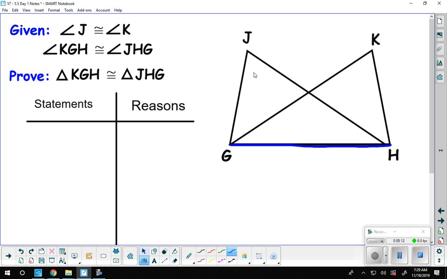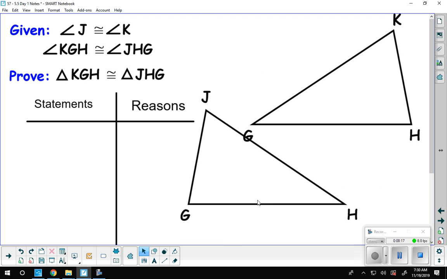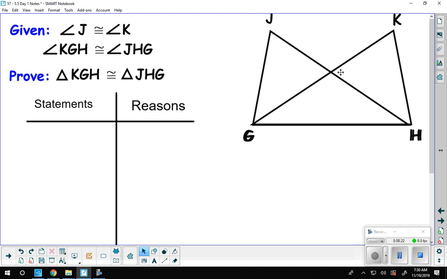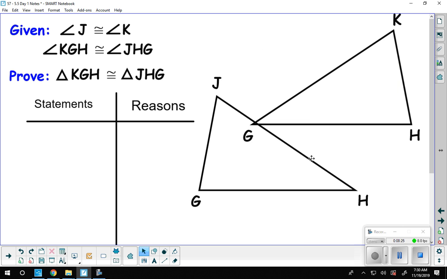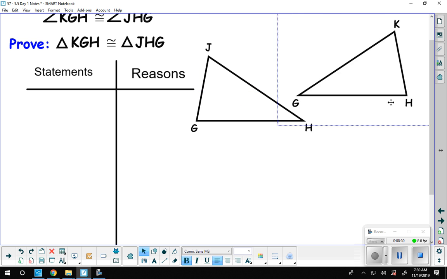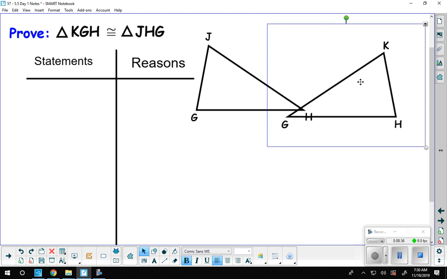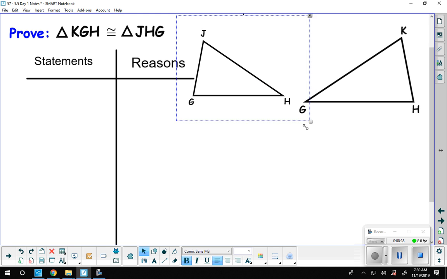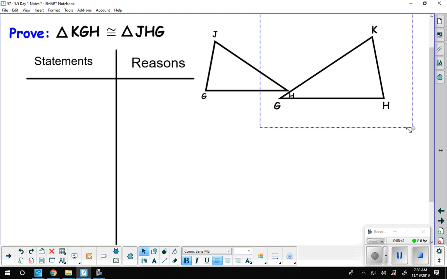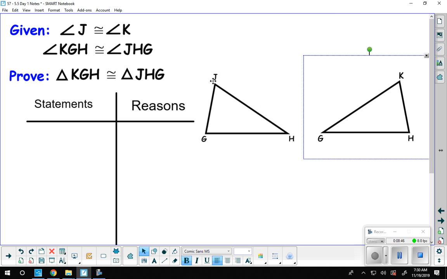So when I separate these two triangles, we know that GH in this triangle is congruent to GH in this triangle because they're the exact same side. They were overlapping. So when you separate them, keep them in the same orientation. Don't rotate them or flip them. You don't want to draw them like that. Just keep them like this. Just pull them apart. And when you separate them, make sure that you write the letters at the points, right? So make sure you write the vertices. So label this J, G, and H, G, K, and H.